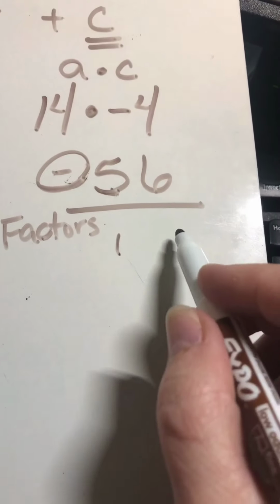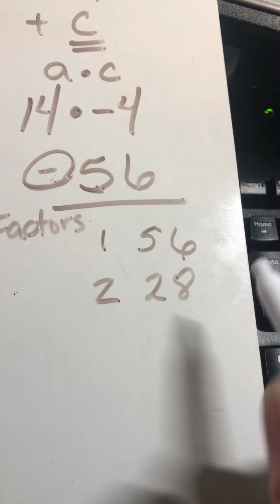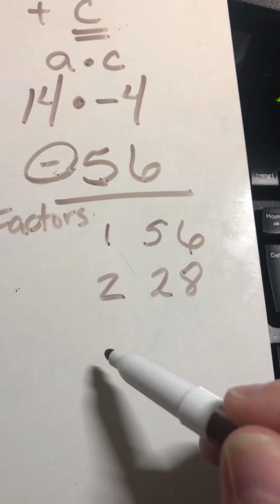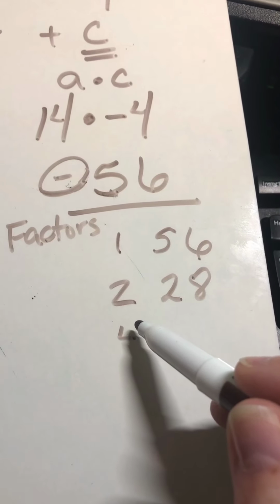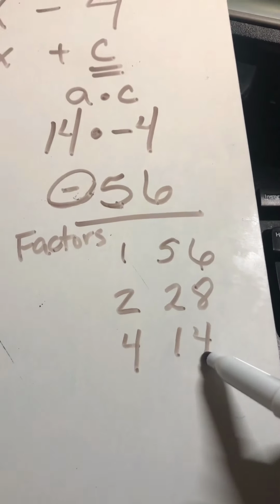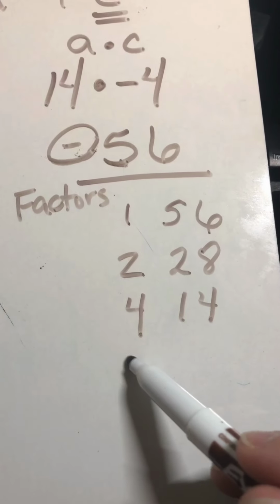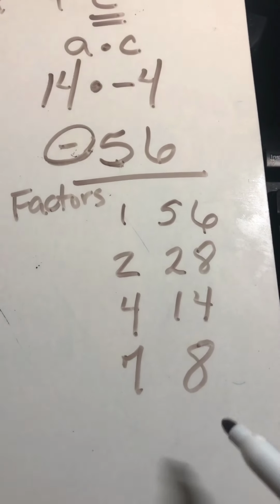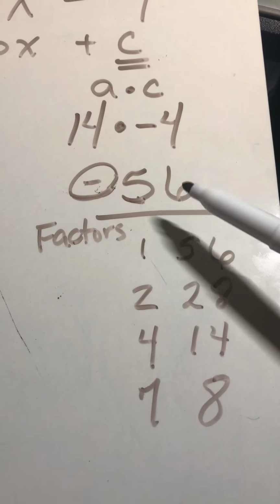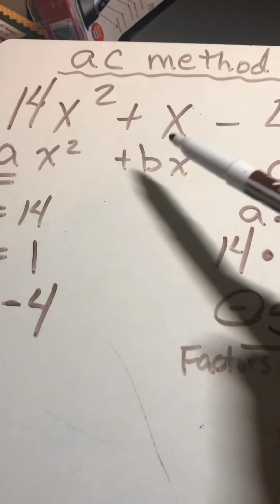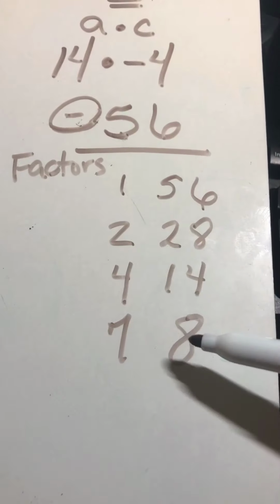So we've got 1 and 56, 2 and 28, 56 divided by 3, no, 4 and 14, because that was what we used to multiply this. And then 5 doesn't work, 6 doesn't work, 7 and 8. Okay? So last year, remember how we figured out things that multiply together to give me 56, but then they need to add together to give me the b, and the b in this case is 1. So we're looking for them to add together now to be positive 1.